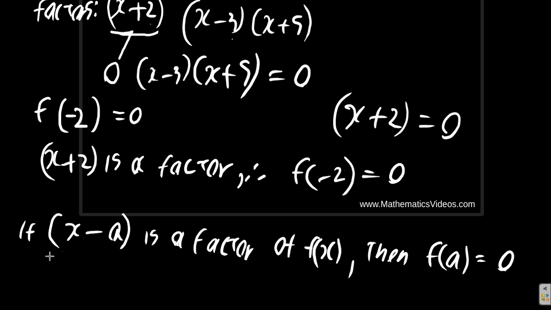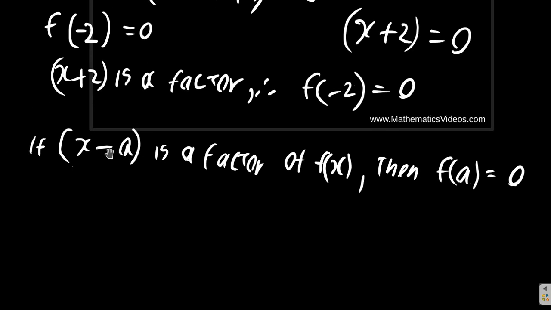Oh, I see what they mean. If x minus a is a factor of f of x, then f of a equals 0. Because guess what? F of a means you change x to a. And this would be a minus a. Would be 0. And 0 times the other things that it multiplies to give f of x must be 0.